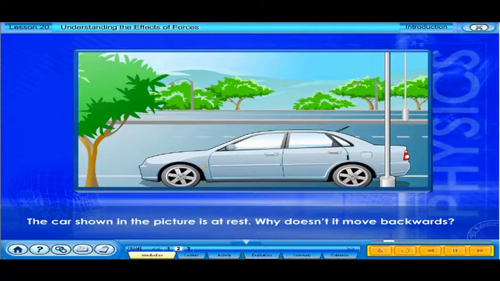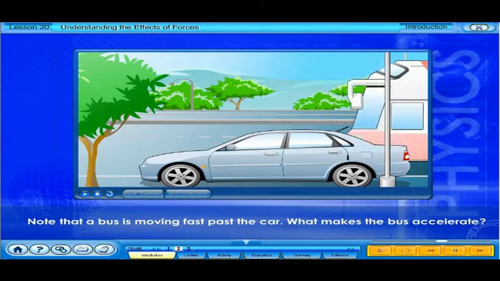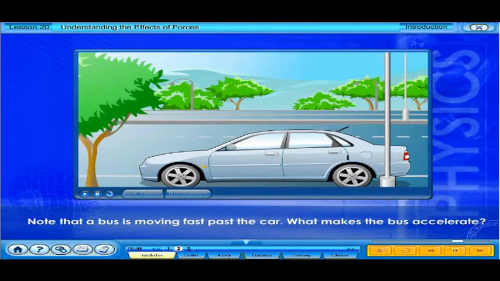The car shown in the picture is at rest. Why doesn't it move backwards? Note that a bus is moving fast past the car. What makes the bus accelerate?